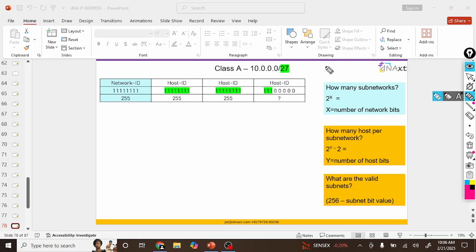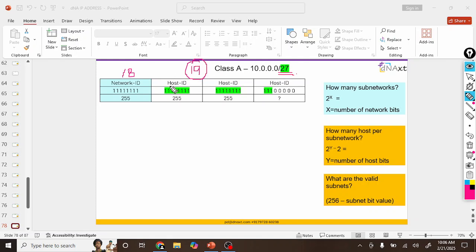So /27 means your 27 bits are assigned to the network, out of which, since we are talking about class A, 8 bits are your major network bits because that's its default CIDR value, and the bits that are highlighted with green are the subnet bits. Those are 8 plus 8, 16, 17, 18, 19. So 19 bits we have borrowed from the host portion to make it 27, right?